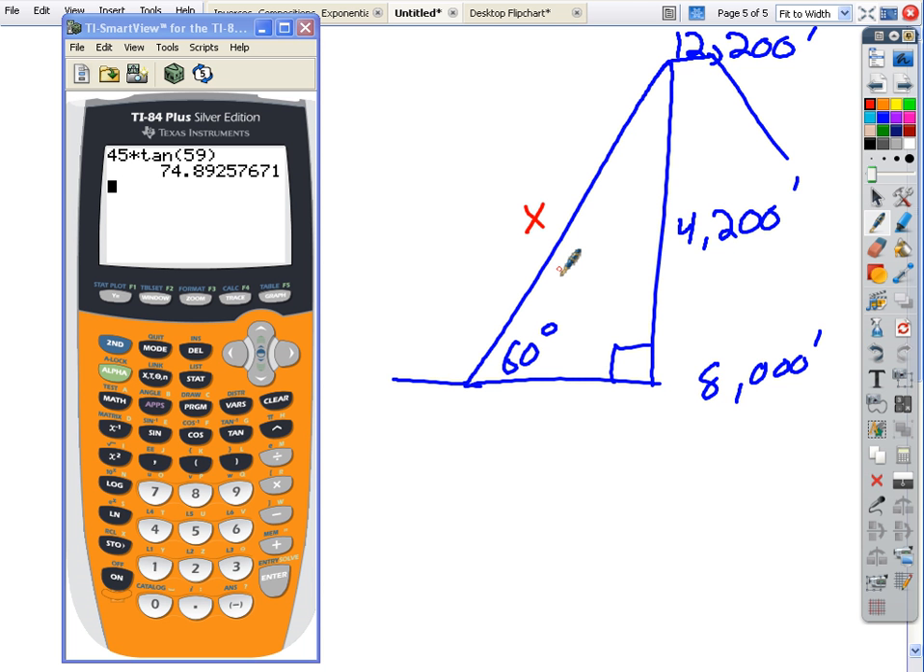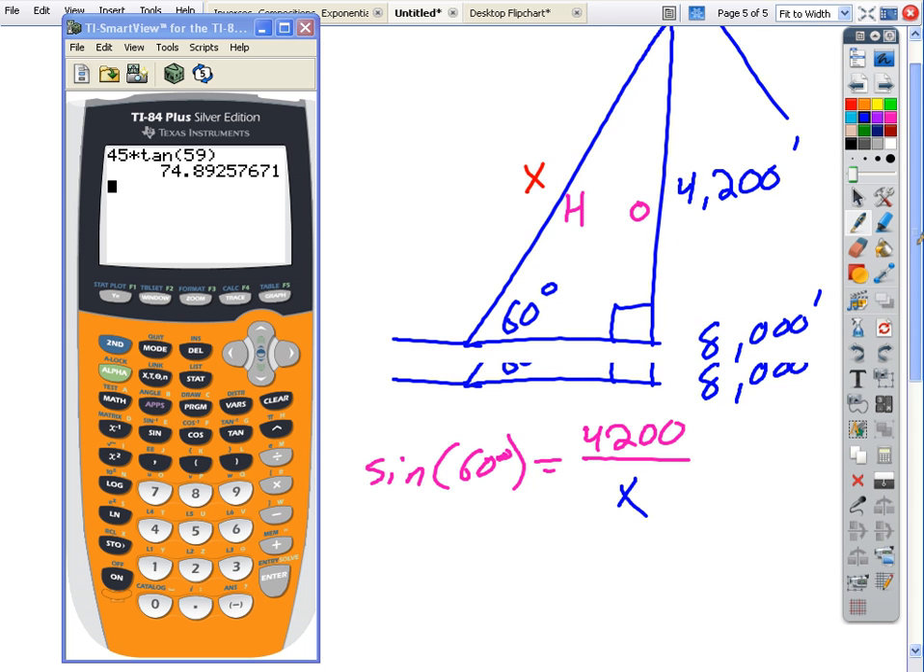So what's the trig ratio we could set up then? Relative to this 60-degree angle, those are the two sides that I need. This one is the opposite, and this one is the hypotenuse. So what's going to be the SOH-CAH-TOA relationship with an O and an H? Sine. So sine of 60 equals what ratio? That's going to be 4,200 divided by h, which is x, what we're looking for. Now, how do I go about solving that one?